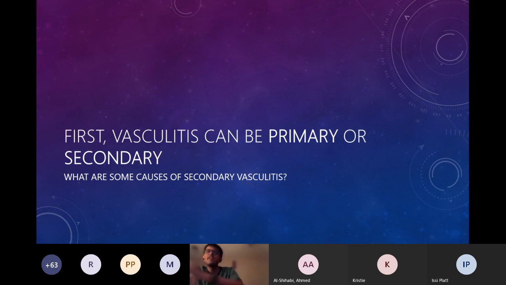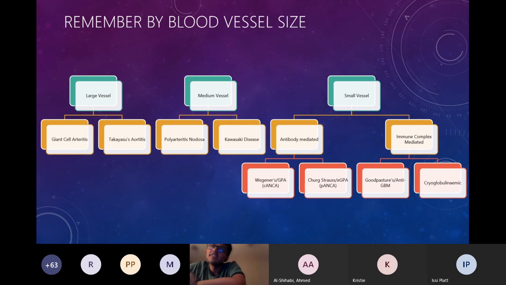We're going to split it into large, medium, and small. Give me an example of a large vessel vasculitis. GCA is the most important vasculitis you need to know about, and Takayasu is also common. Medium ones, there's two as well that you need to know about. Polyarteritis nodosa is one of those. The other one you don't really need to know about this year is Kawasaki's disease.